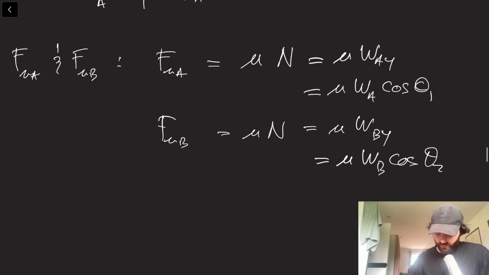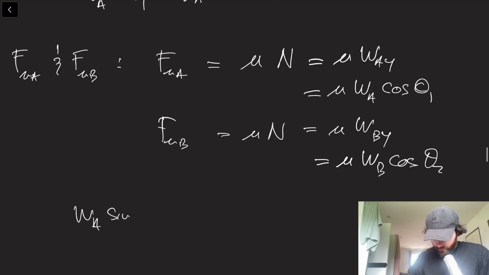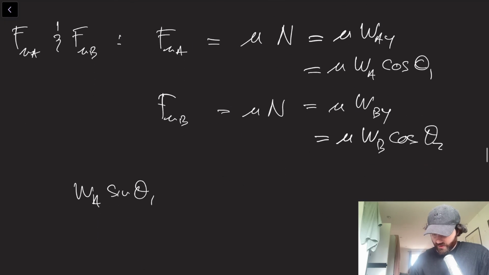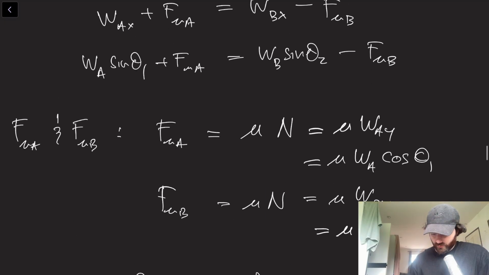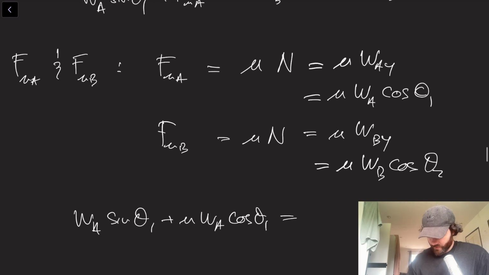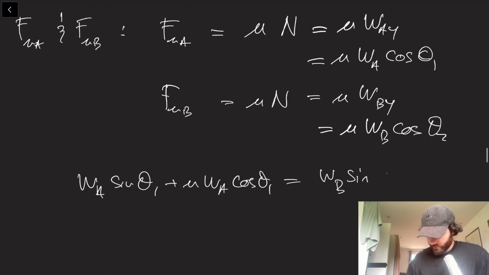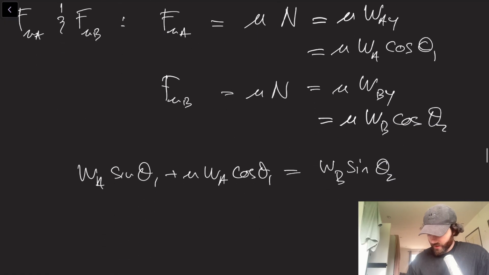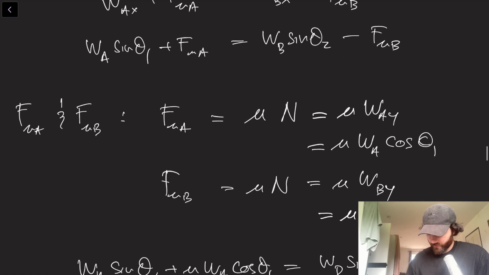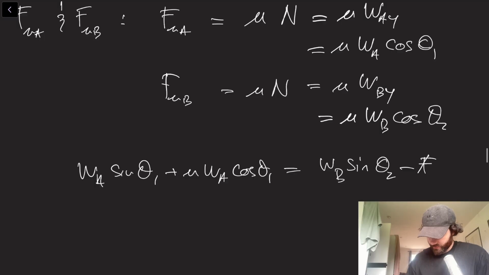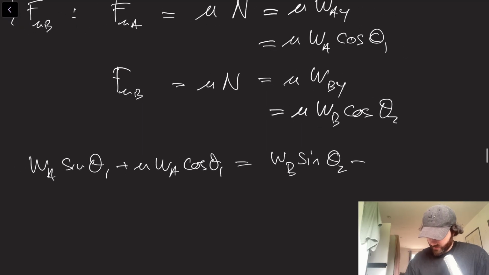So now we have this final thing. We have WA sine of theta 1 plus F mu A, which is plus mu WA cos of theta 1, equals WB sine of theta 2 minus F mu B, which is minus mu WB cos of theta 2.